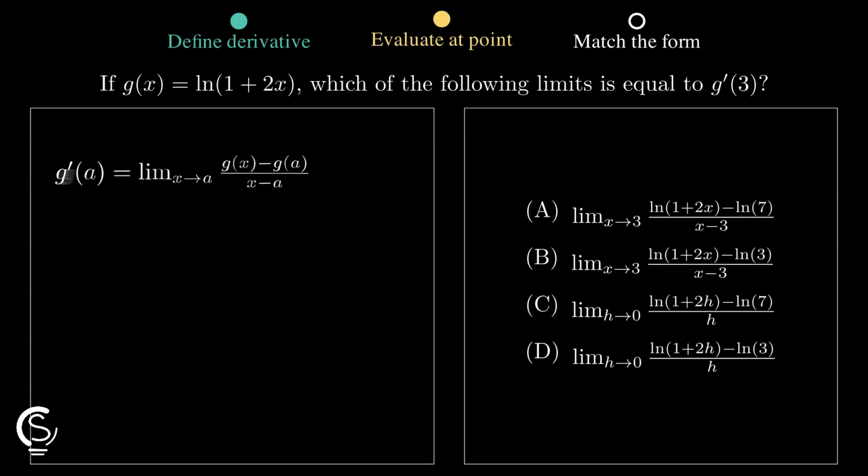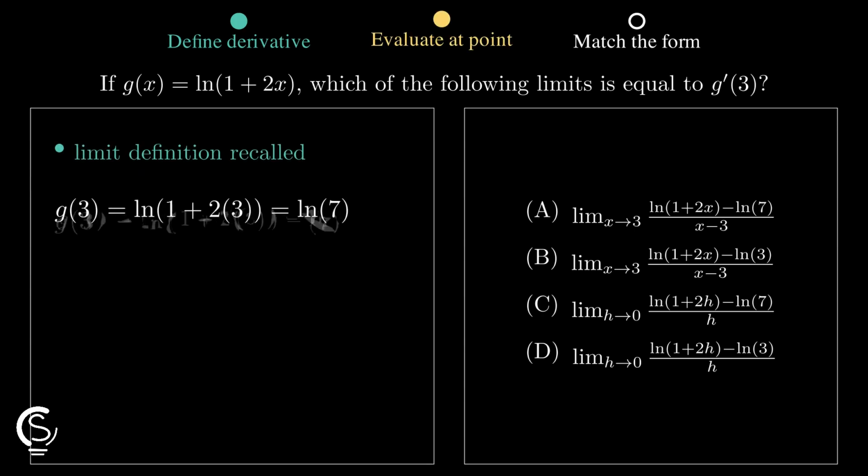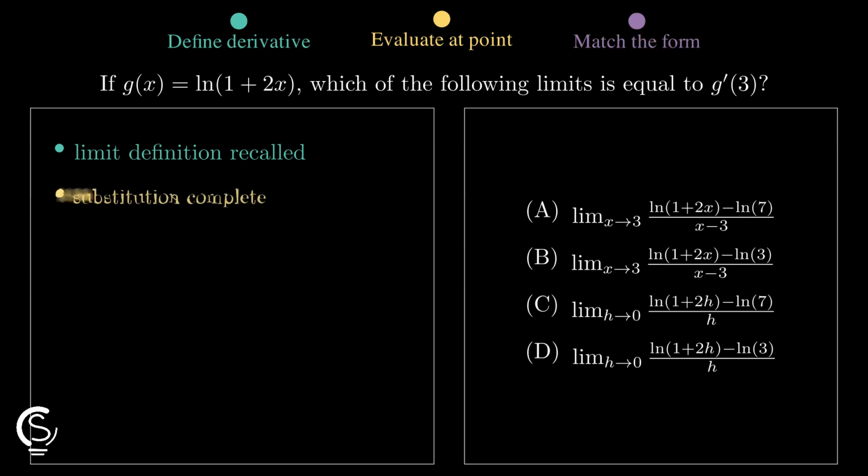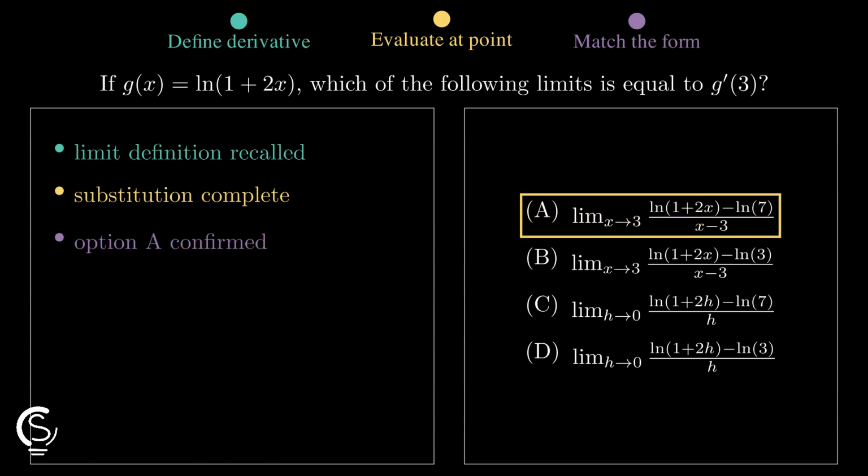Now substitute our function g of x equals natural log of 1 plus 2x and set a to 3. Calculating g of 3 gives us the natural log of 7. Comparing our derived expression to the choices, we see that option A perfectly matches our limit definition. The structure confirms the derivative at the point 3.